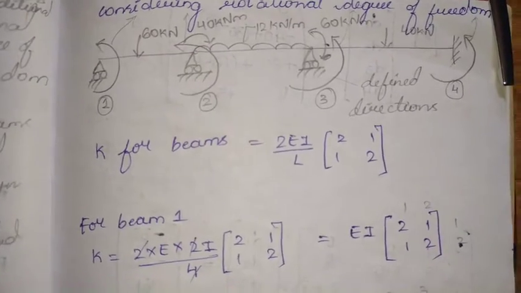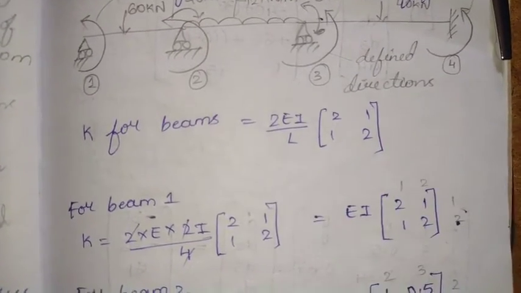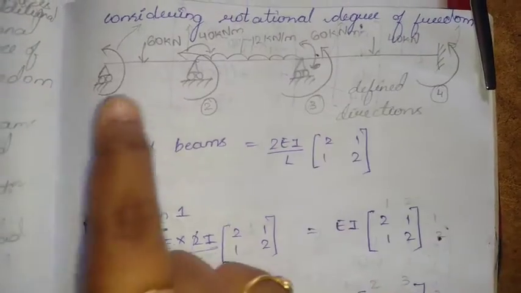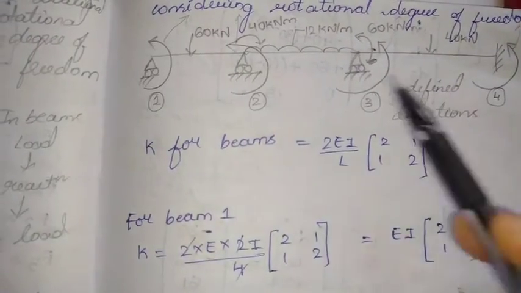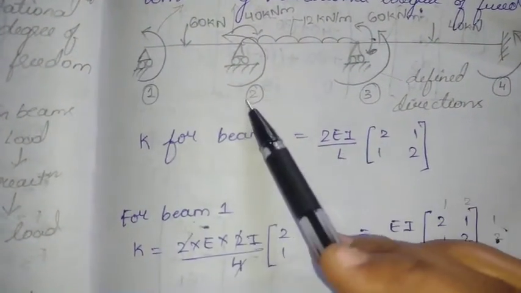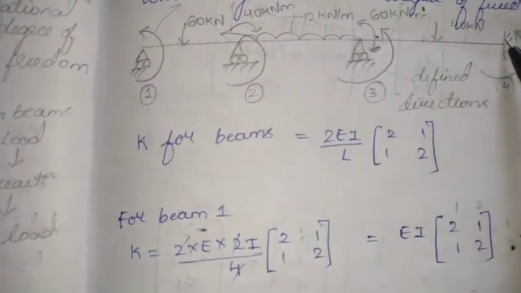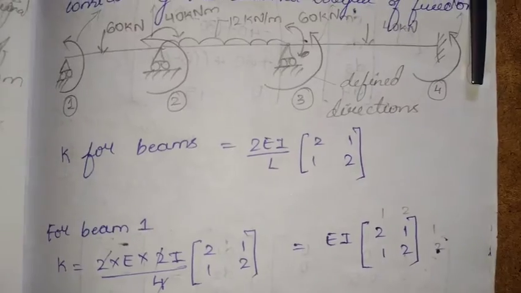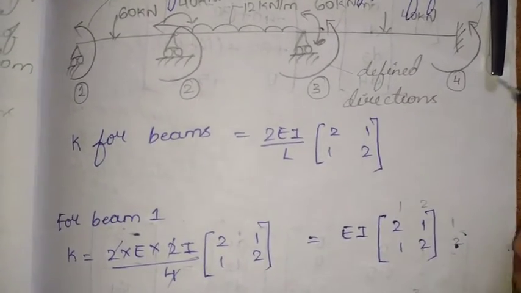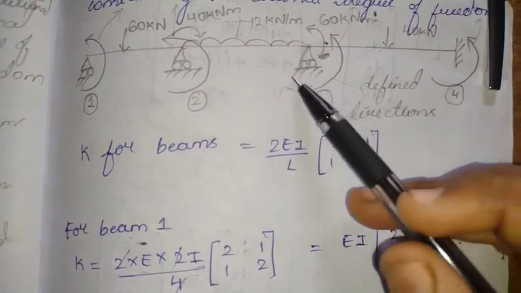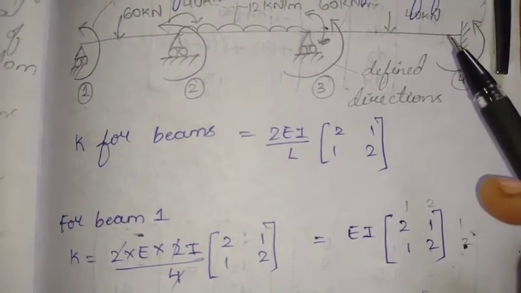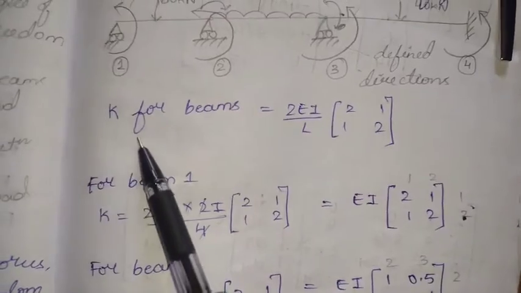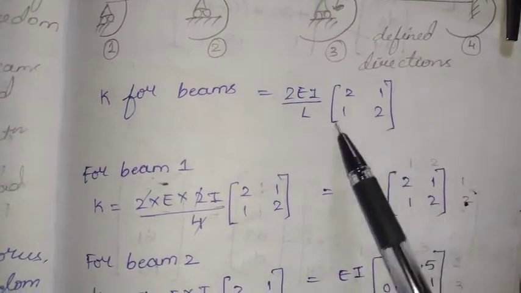The second step is determining the stiffness matrix of the beam. For that, we consider the rotational degree of freedom. This is the given beam. We take anti-clockwise to be positive. That is, we are first defining the directions, taking anti-clockwise as positive. Next, K for beams is 2EI by L times the matrix 2, 1, 1, 2.